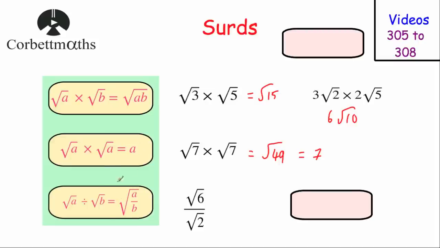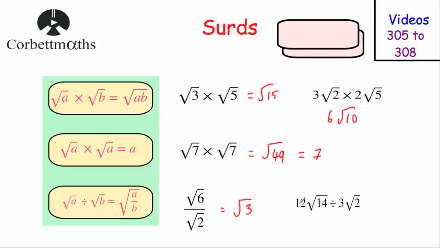And also, we can divide surds as well. So for instance, if we had root 6 divided by root 2, we just do 6 divided by 2, which is 3. So the answer would be the square root of 3. And that works with numbers in front as well. If we had 12 root 14 divided by 3 root 2, we can divide the numbers in front to begin with. A bit like algebra, we can do 12 divided by 3, which is 4. And then the square root of 14 divided by the square root of 2 would be the square root of 7. So it would be 4 root 7. And that would be it.